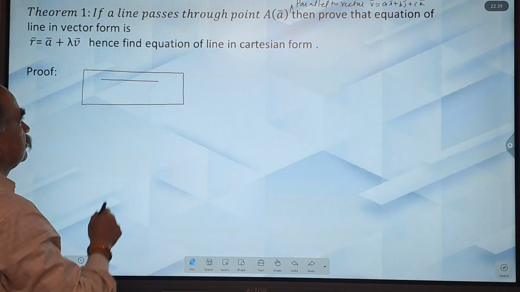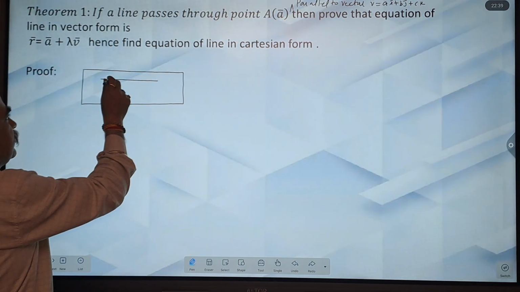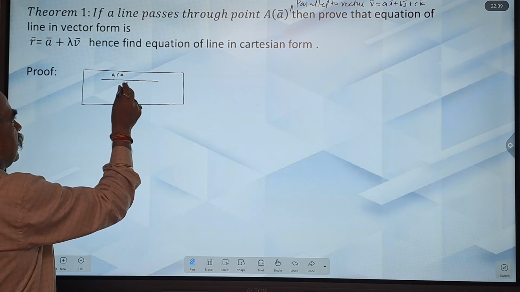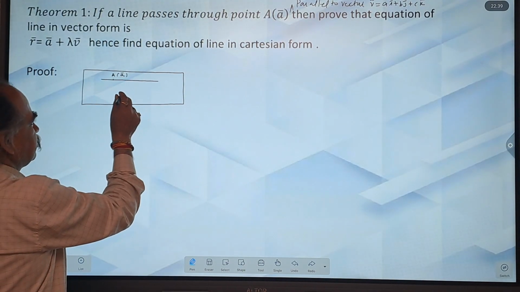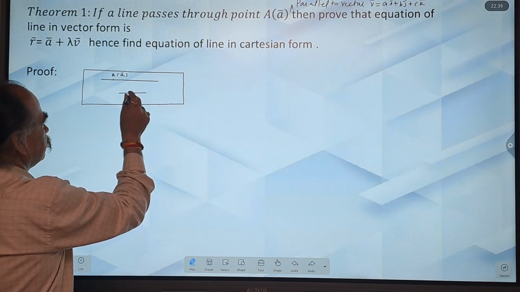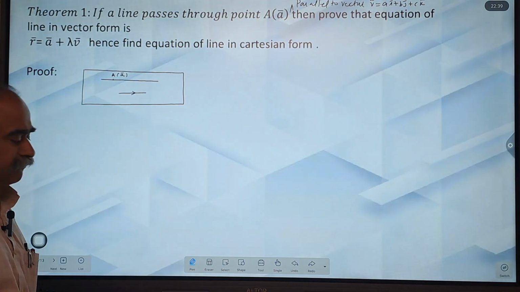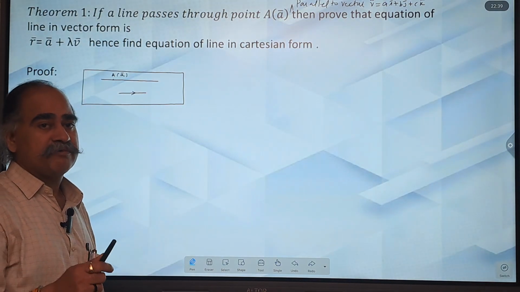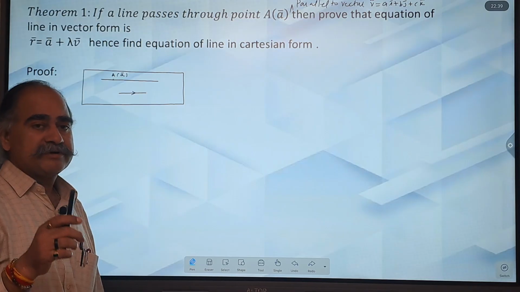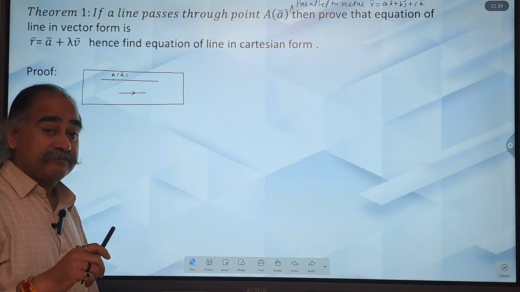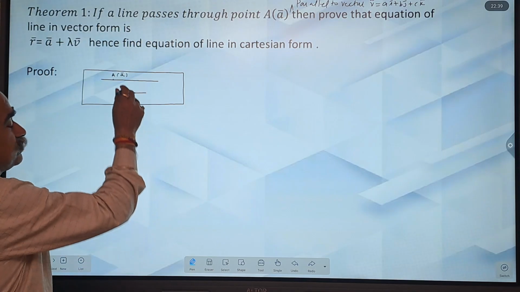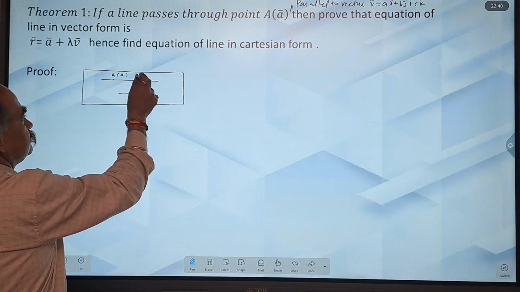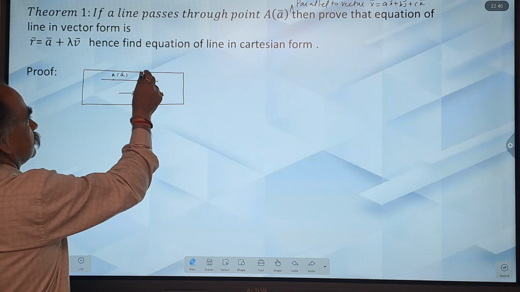This is line passing through point A bar, and it is parallel to vector V bar. As all of you know, line is locus. So to find equation of locus, we take one point. In two-dimensional geometry, we used to take Pxy. Now in three-dimensional geometry, we'll take capital R bar.